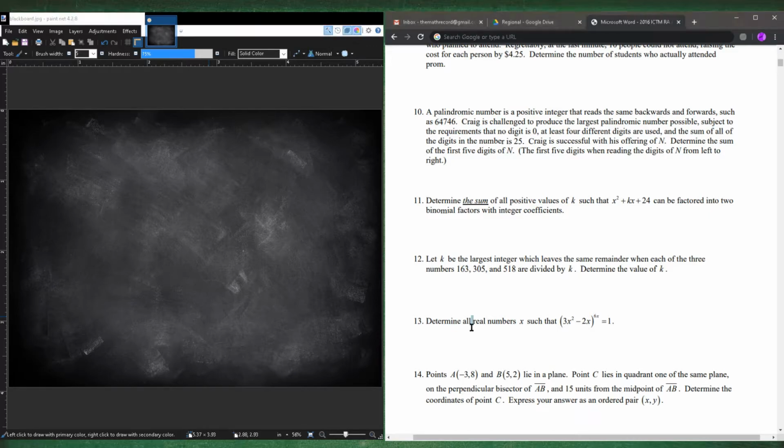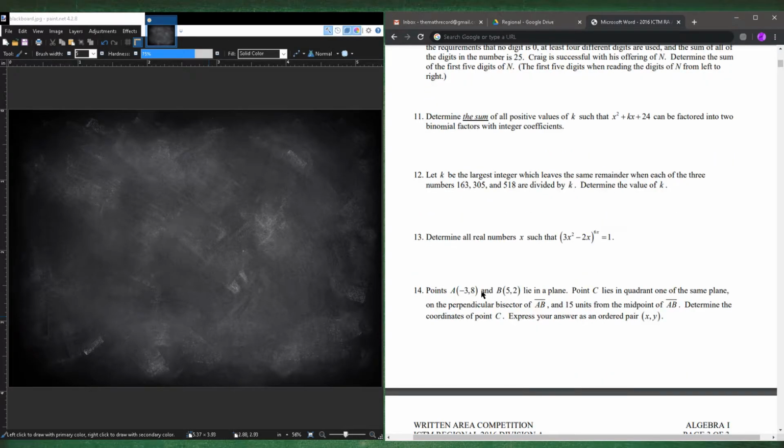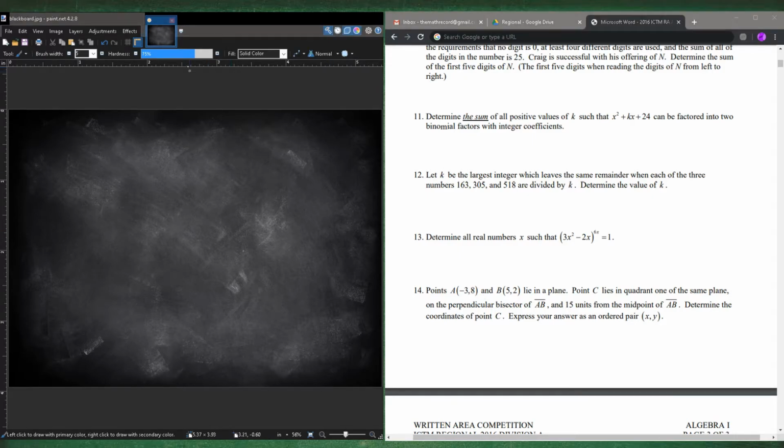Okay. Number 12. Let k be the largest integer which leaves the same remainder when each of the three numbers 163, 305, and 512 are divided by k. Determine the value of k. So the trick to solve this question is that you have to find the positive difference between each two numbers.